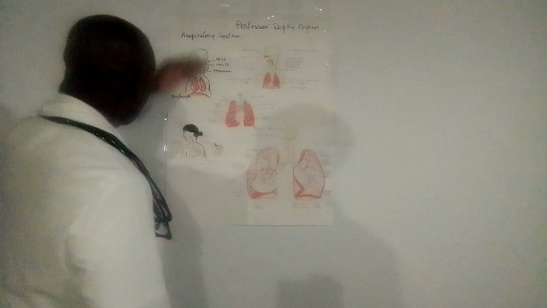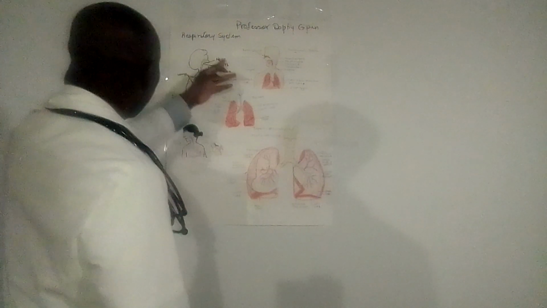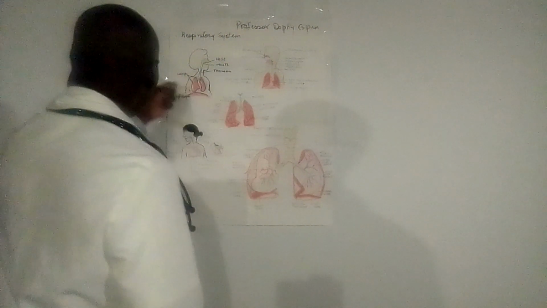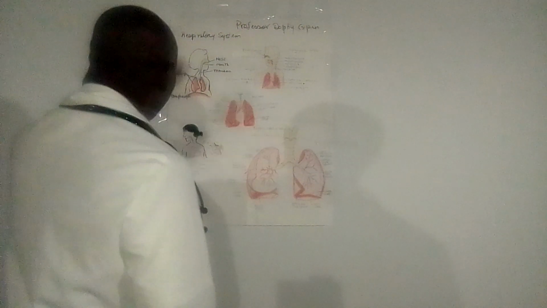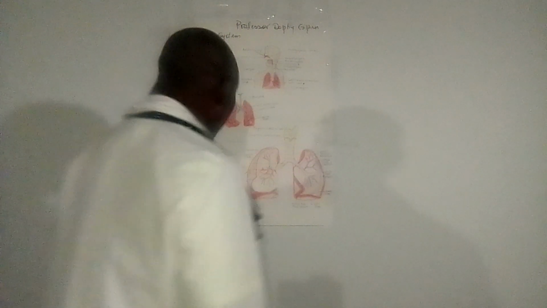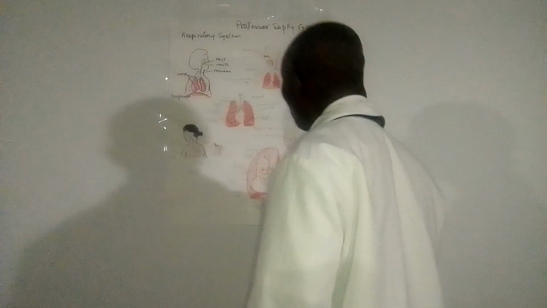Our first drawing here is a very basic and simple drawing showing the nose, the mouth, the trachea, the lungs, the diaphragm, and the left and right lungs, with the respiratory system.